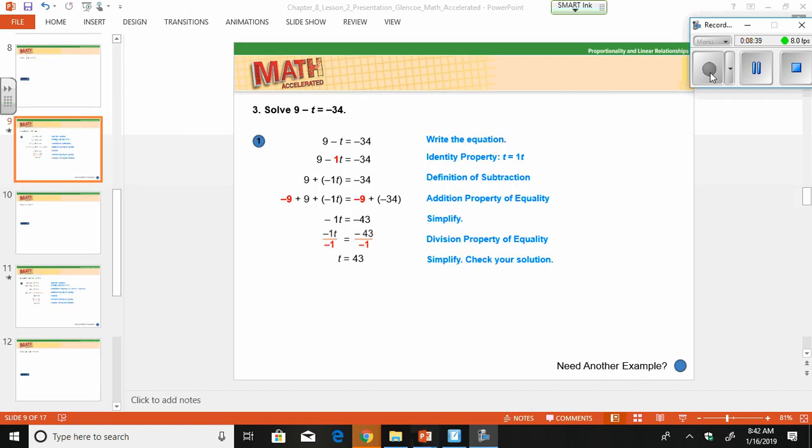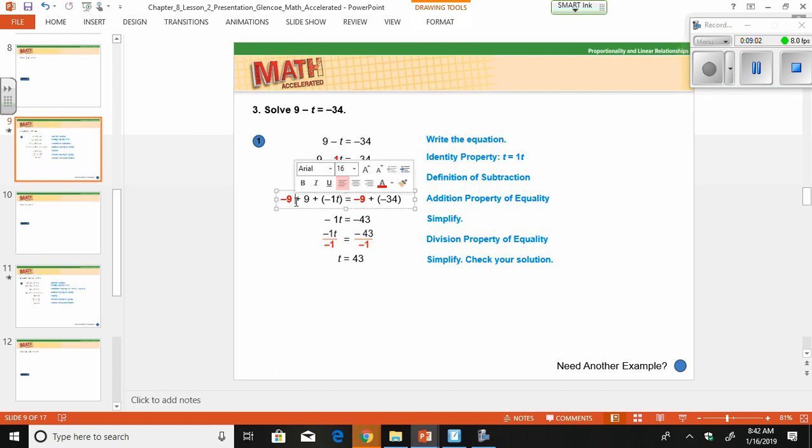So solving 9 minus t is equal to negative 34. First thing we're going to do here is add in that 1 so it stops being unseen and starts being seen. Once more, we always do addition and subtraction first. So that means the 9 is what we're going to get rid of here. The opposite of a positive 9 is a negative 9. That's how you get it to go away. So we have to subtract 9 from both sides. If we do it to one side, we're going to do it to the other side of the equal sign.